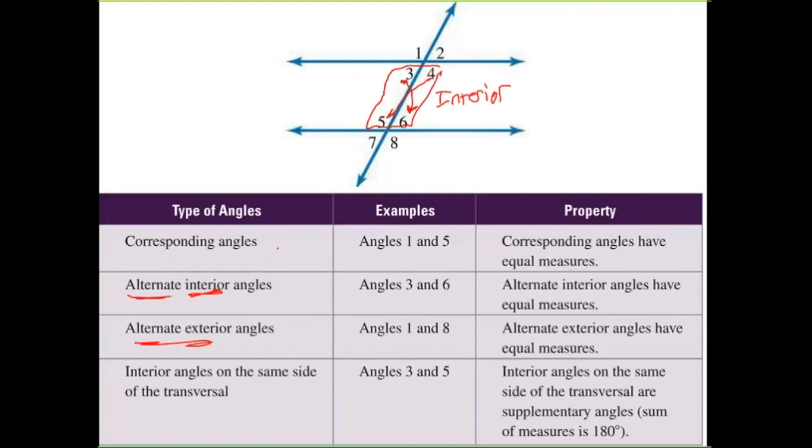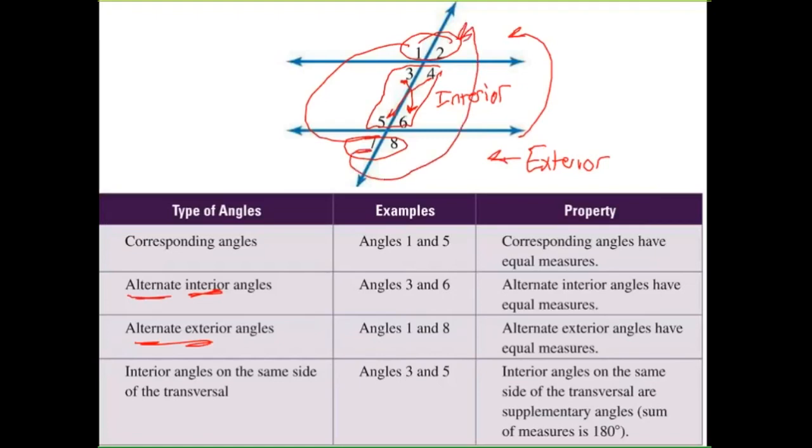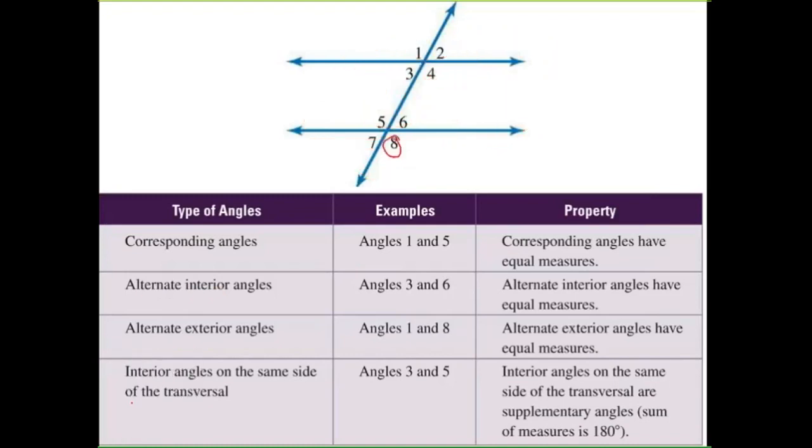Alternate exterior angles, if that's interior, then the exterior is the outside here and here, where these angles have special properties. If you alternate, like 7, and go over here to 2, those are going to be congruent angles, alternating, and they're on the outside. In the same way, 8 is going to alternate and be the same as 1.